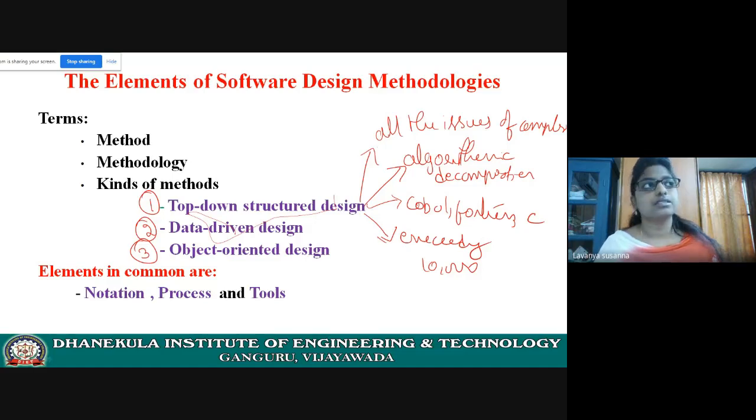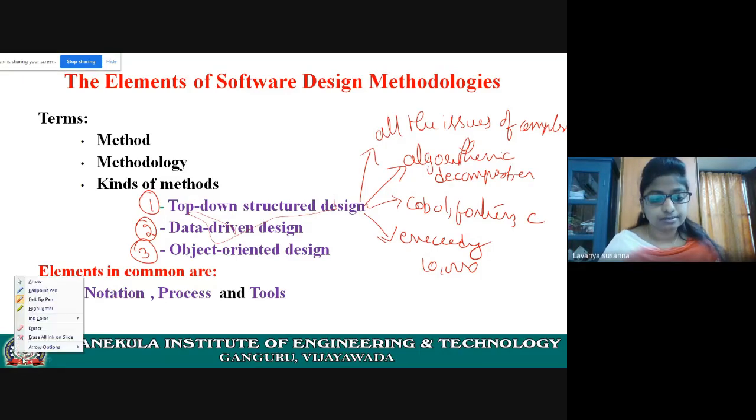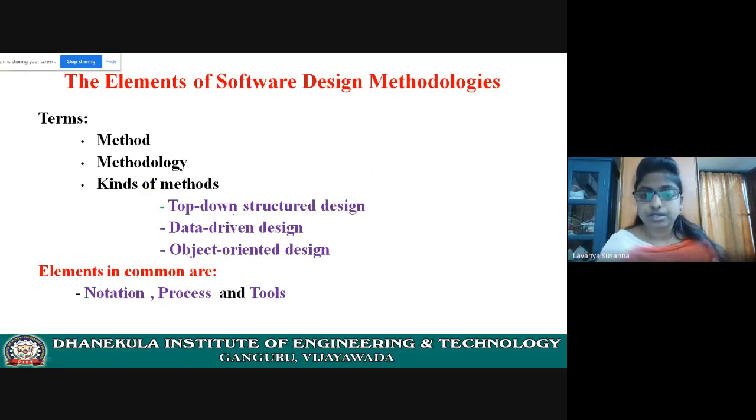See here, it cannot address all the issues of a complex system, and if the lines of code exceed some 10,000 lines or 1 lakh lines, the code will fall apart. This is the explanation of top-down structure design. I request all the students to please note down.